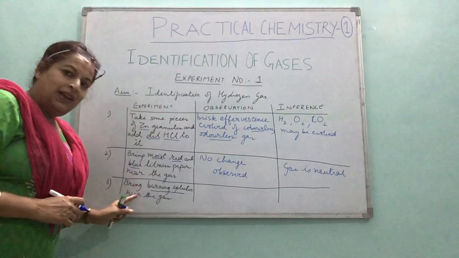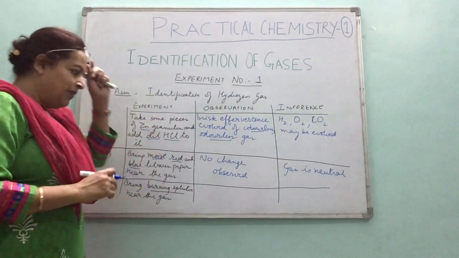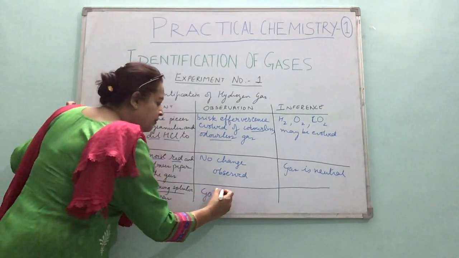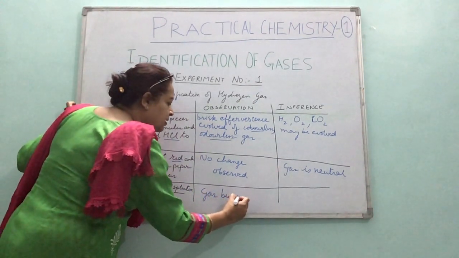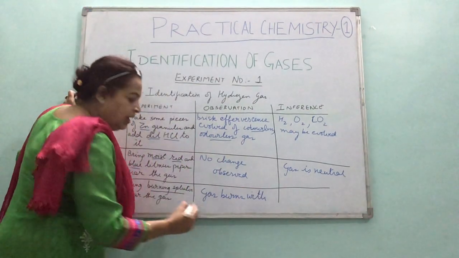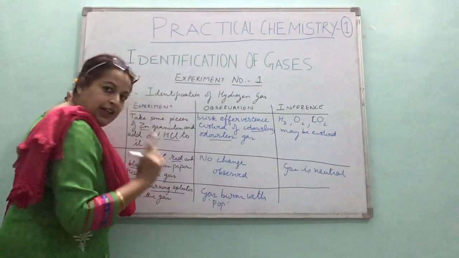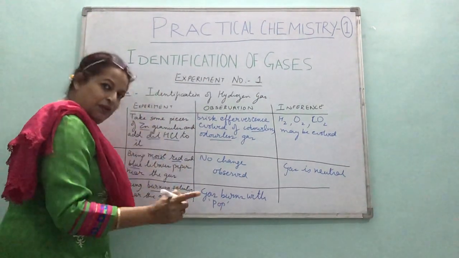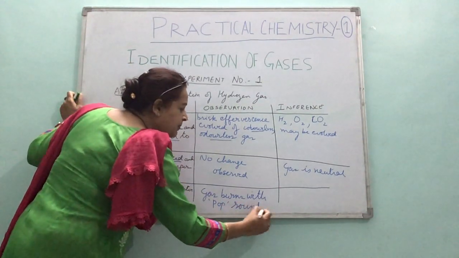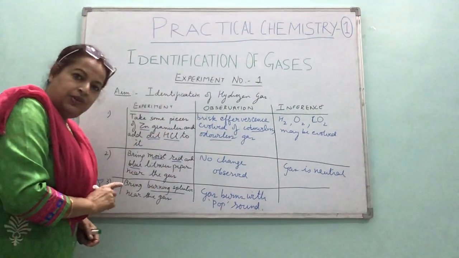What did we do next? Bring a burning splinter near the gas, or near the mouth of the test tube. Very important. The gas burns with what? We write the word pop, and it should be in brackets. It is actually a pop sound. The gas burns with a pop sound. This is the confirmatory test for hydrogen.